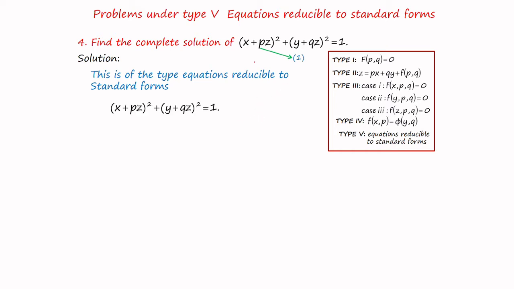Now we write the problem: (x + pz)² + (y + qz)² = 1. Here, as usual, we have to substitute the values for p and q. p is equal to ∂z/∂x. So you have (x + z ∂z/∂x)² + (y + z ∂z/∂y)² = 1. Number that as equation 2.